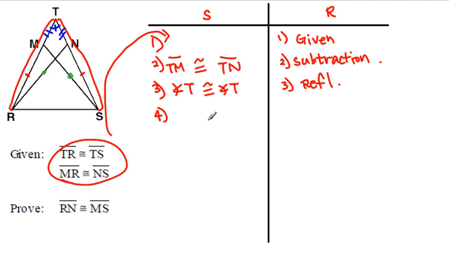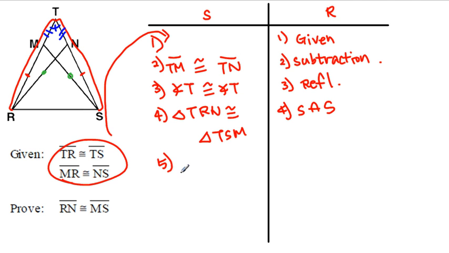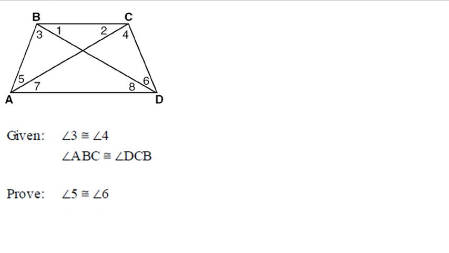Now, statement number 4, therefore, we could have actually said that triangle TRN must be congruent to triangle TSN. Statement number 4 is based upon side, angle, side. Then when you look at number 5, we can say RN must be congruent to MS, and the reasoning behind that will be simply CPCTC. All right, let us move on to number 3.